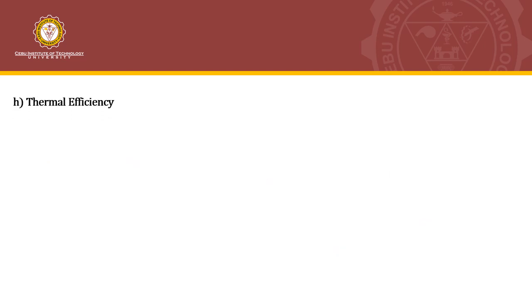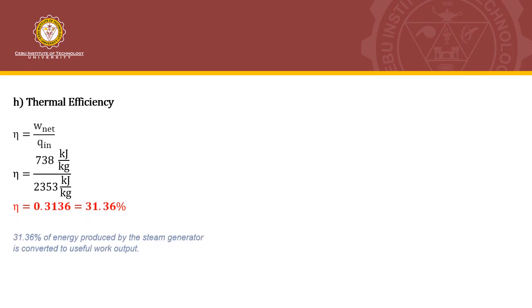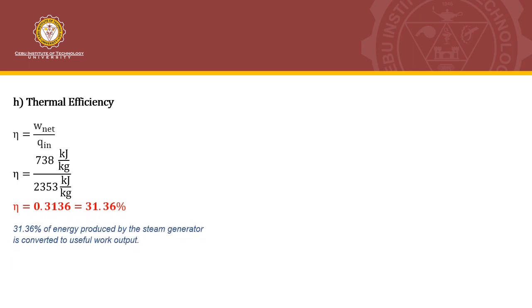So now we can get the thermal efficiency. We just substitute the value of work net and the heat input that we already have. So the thermal efficiency is 31.36%. It means that 31.36% of energy produced by the steam generator is converted to useful work output.